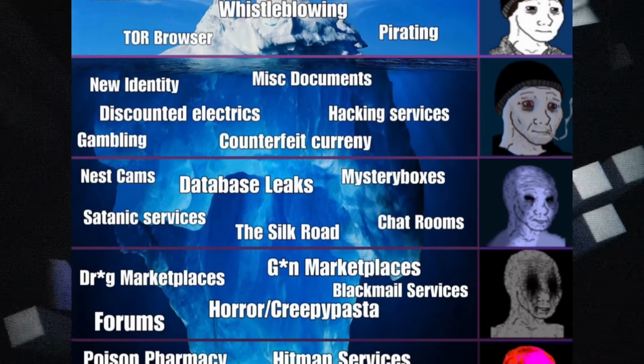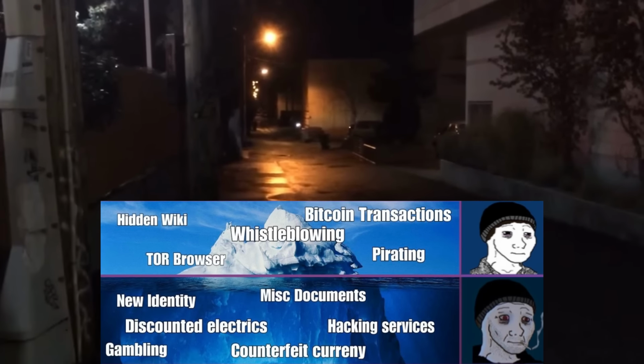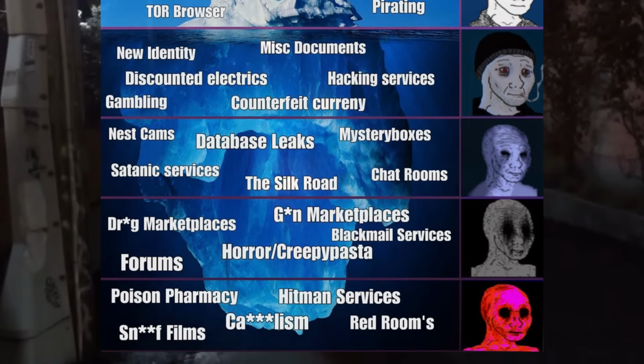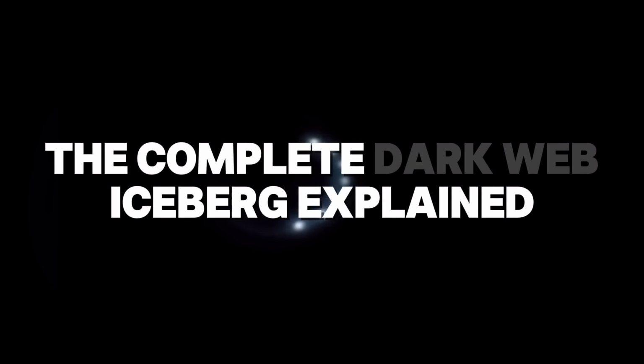I decided to take a deep dive into the dark web to clear everything up, and I created an iceberg that I'll be covering today that covers almost everything relating to the dark web, starting with the more harmless and slowly creeping down to the more disturbing and deranged. This is the complete dark web iceberg explained.